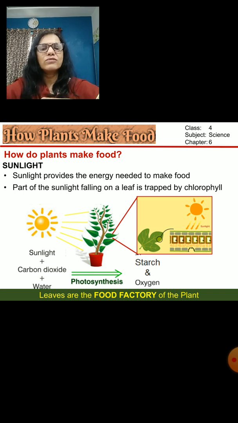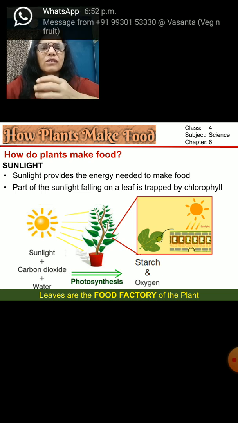Then sunlight. How is sunlight taken? You see, sunlight is everywhere in the daytime. So the energy needed to make the food is provided by the sunlight. And part of the sunlight falling on the leaf is trapped by the chlorophyll. You know, the leaves stand upright, facing the sun. Whenever the sun falls on the leaves, the chlorophyll traps the energy of the sun.